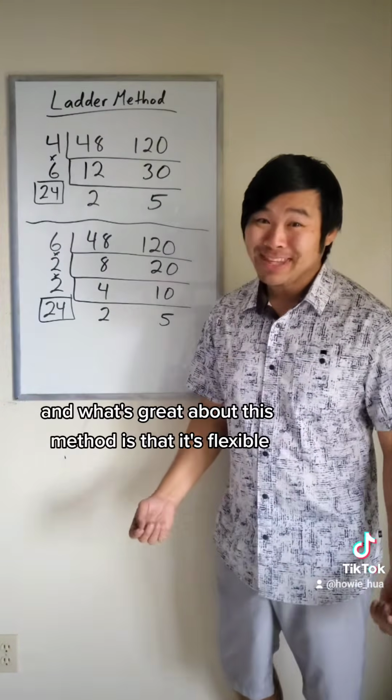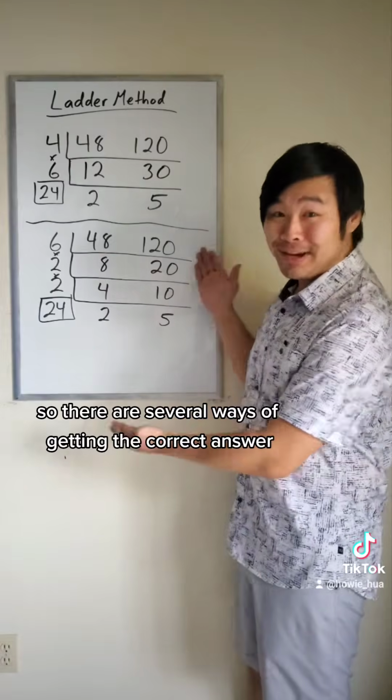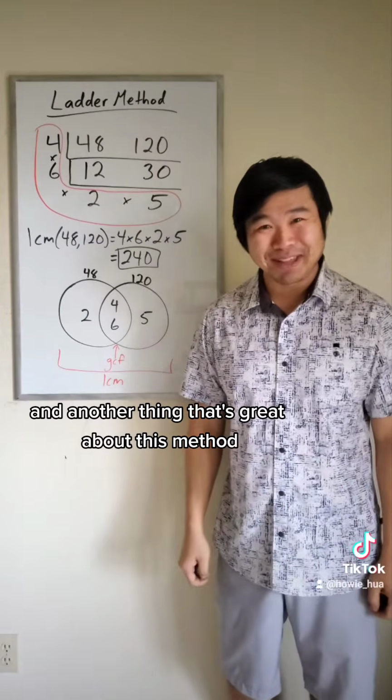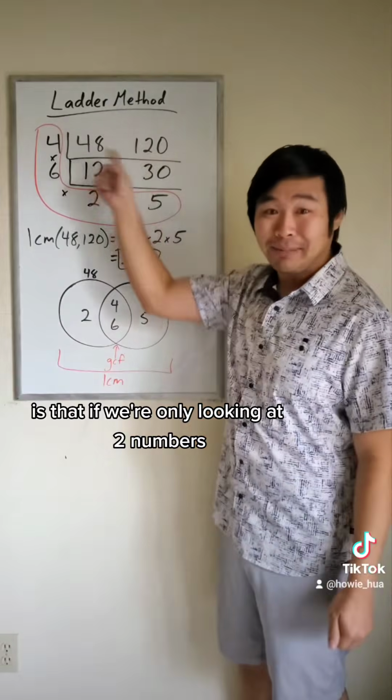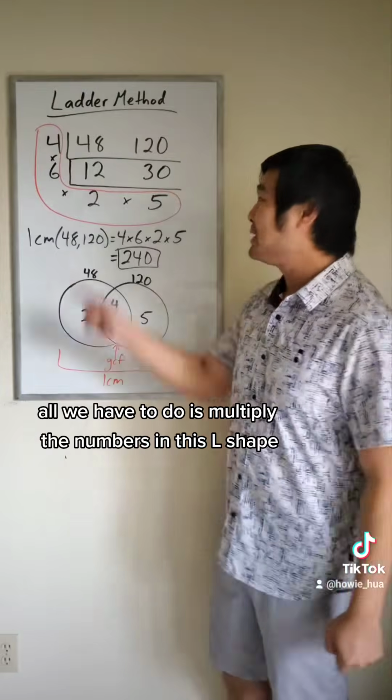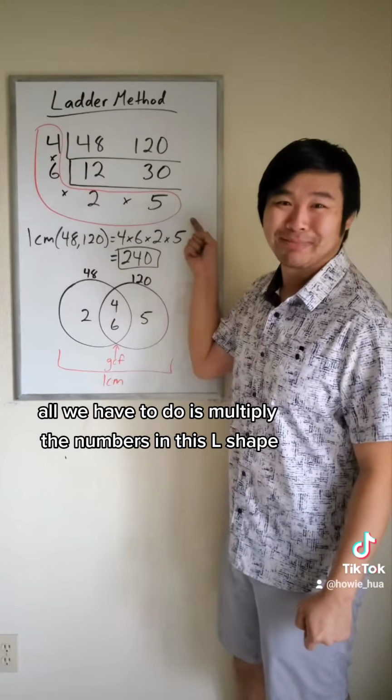And what's great about this method is that it's flexible, so there are several ways of getting the correct answer. And another thing that's great about this method is that if we're only looking at two numbers, this also finds the least common multiple as well. All we have to do is multiply the numbers in this L shape.